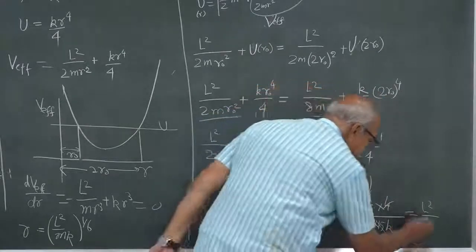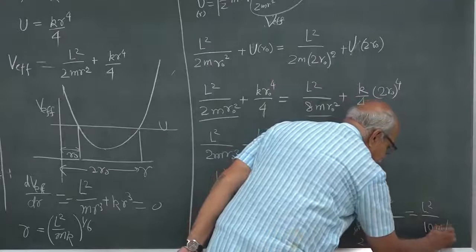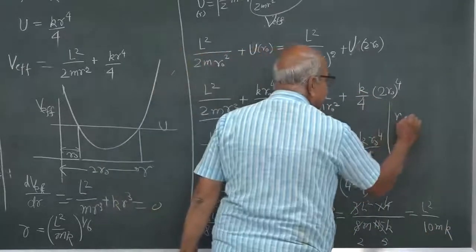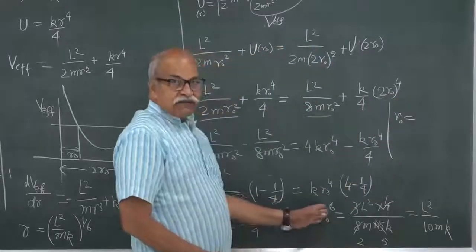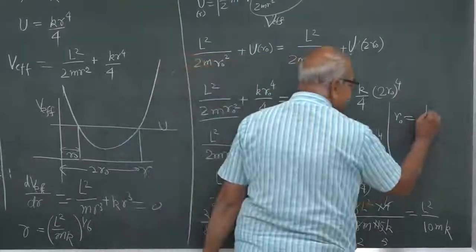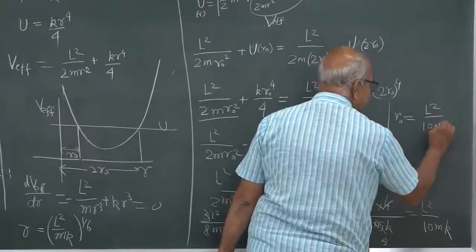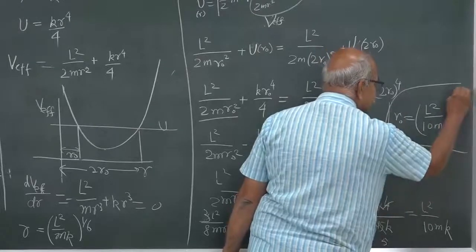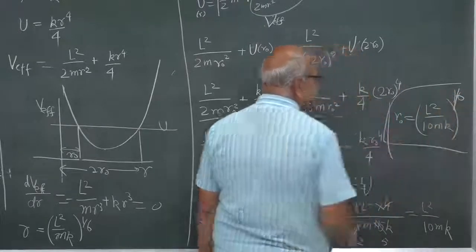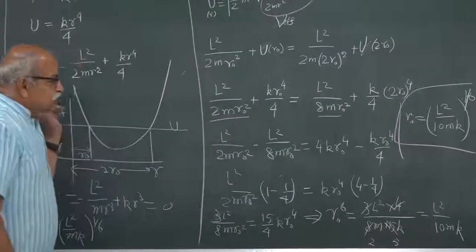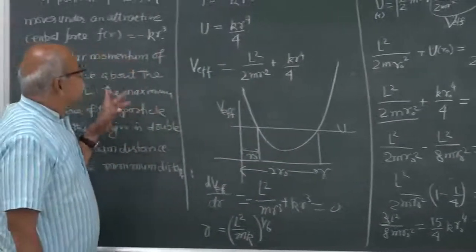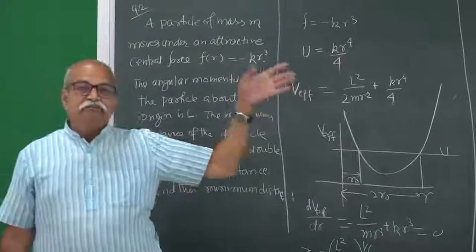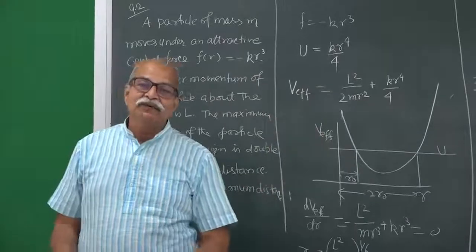10 mk. And therefore r naught, the minimum distance, is equal to 1/6 power of this, that means it is L square by 10 mk to the power 1/6, and that is the answer. L is given to us, mass of the particle is m, and k is given to us. So, that is our minimum distance of the particle from the origin.